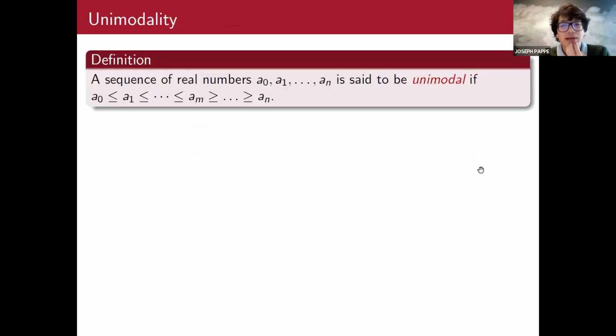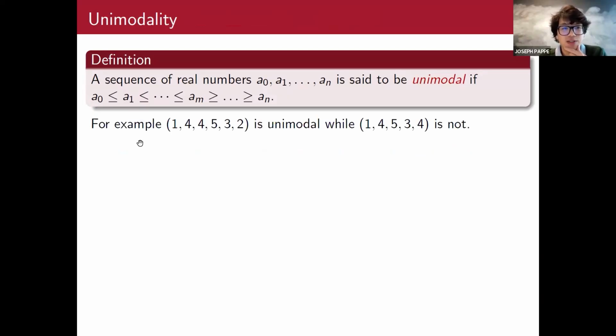So we give this special property a name, which is unimodal. It's unimodal if it increases to a point and then decreases down. So for instance, 1, 4, 4, 5, 3, 2 is unimodal, right? It increases up to 5 and then decreases. Here we allow for weakly increasing, so I'm allowed for numbers to be equal.